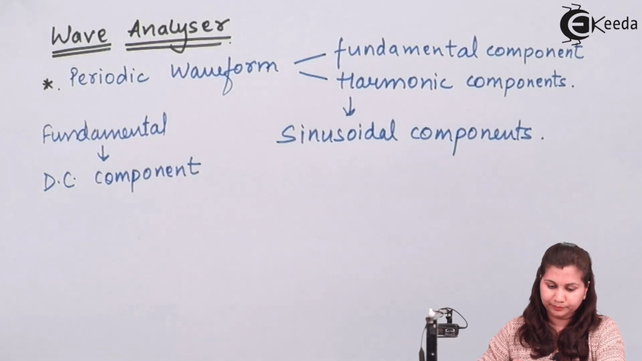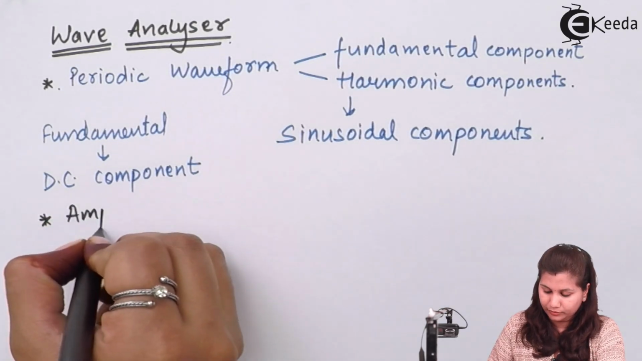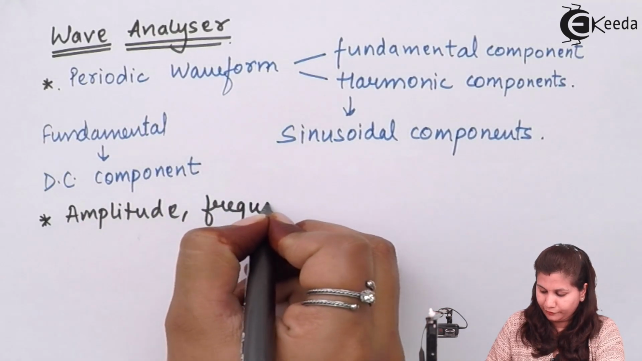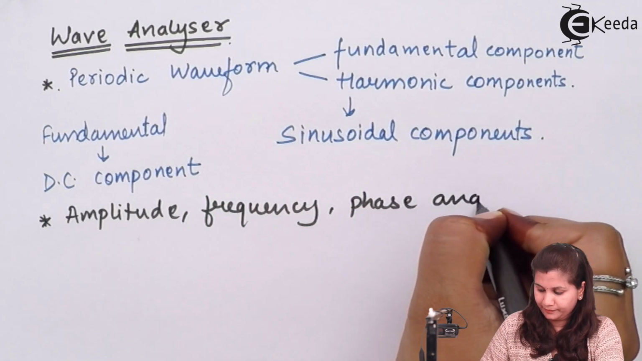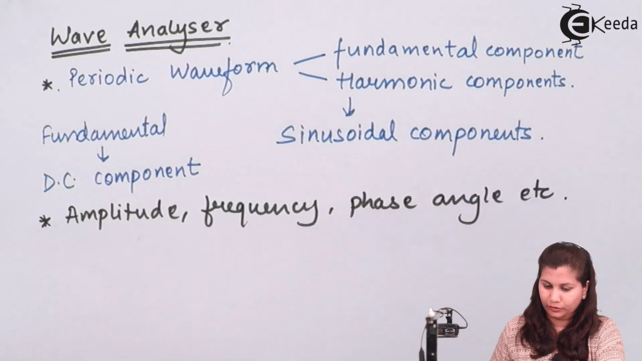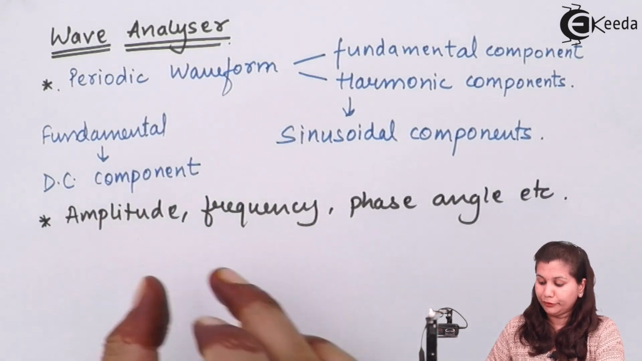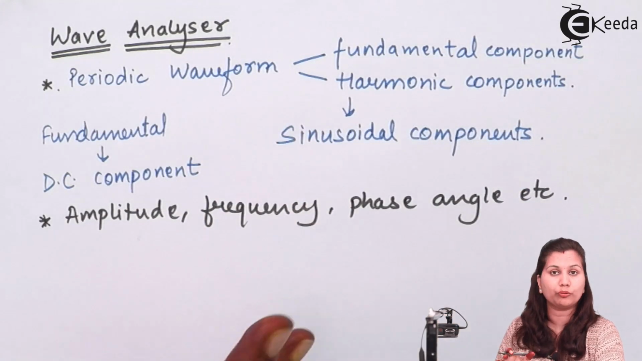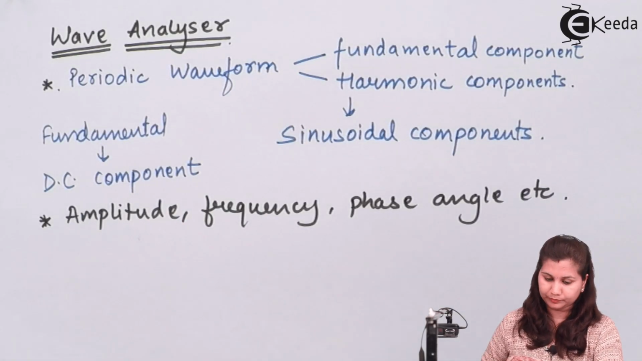If we are doing the analysis of a waveform, we are measuring its characteristics like amplitude, frequency, phase angle, etc. So when we are doing the analysis of the waveform, not only the amplitude, frequency and phase angle of the fundamental, but also of the harmonic components will be measured.